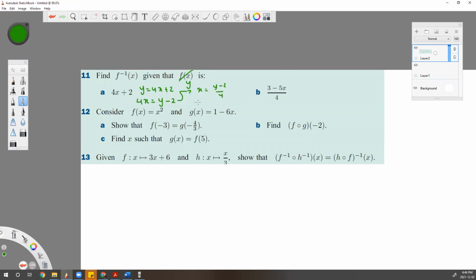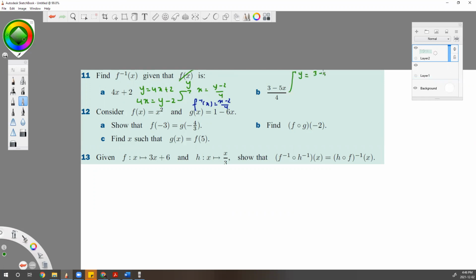Okay, so what is the inverse then? After you find x as the subject, change f inverse x equals, changing y to x. That's it. That's the inverse function of 4x plus 2. Next, how about this?